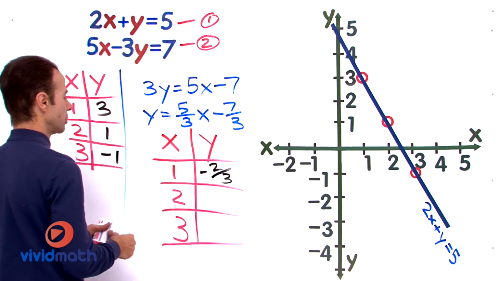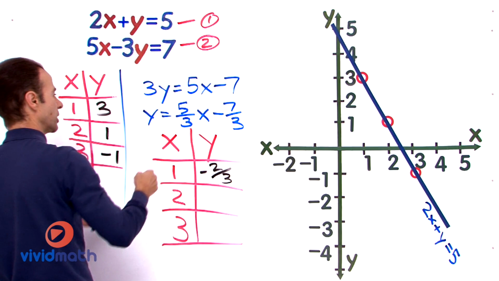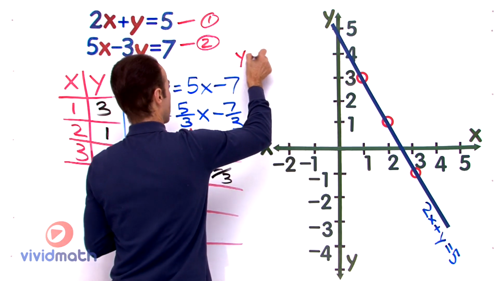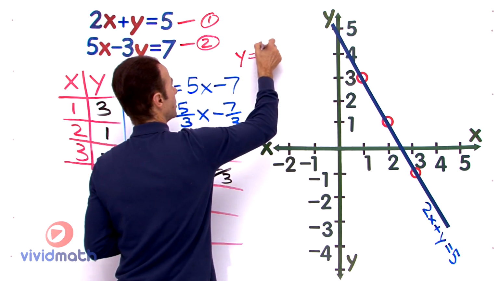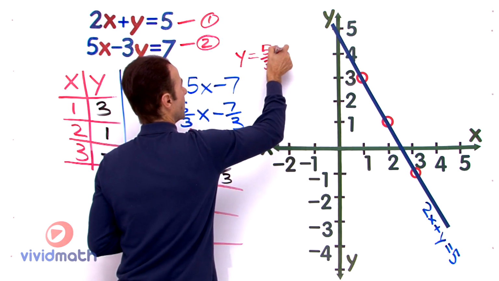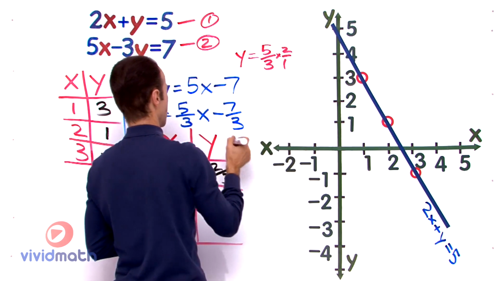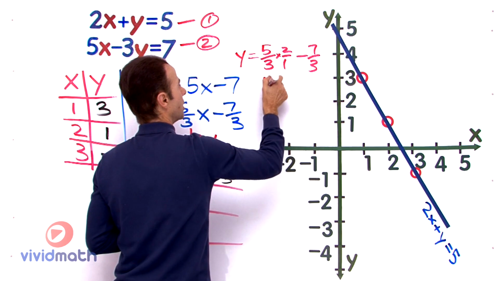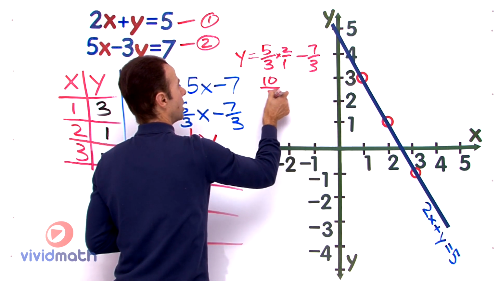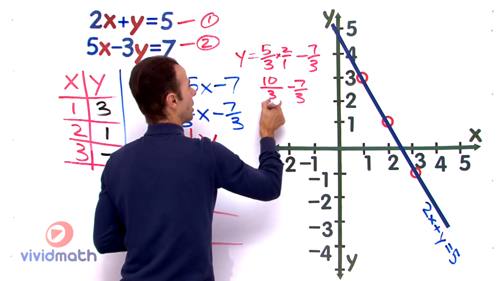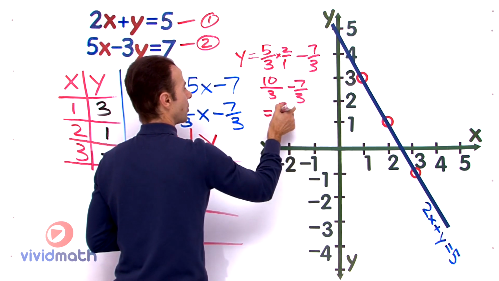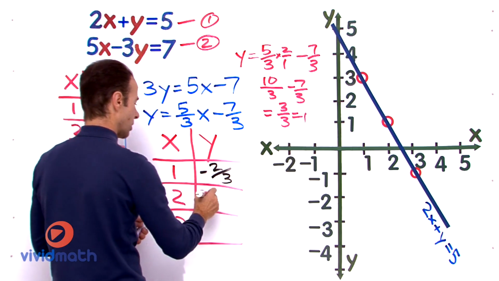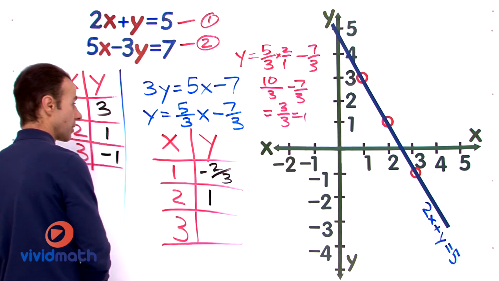All right, for 2, x equals 2, let's put it into there. So that means our y equals 5 on 3 times 2 over 1 minus 7 on 3. So that equals 10 on 3 minus 7 on 3, which equals 10 minus 7, 3 on 3, which equals 1. So we got a big 1 right over here: 2, 1. Okay, that's our second point.